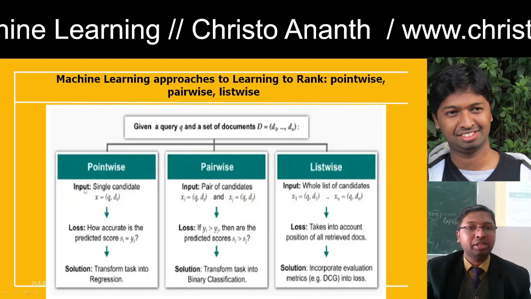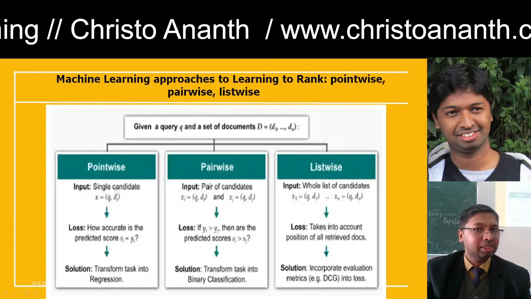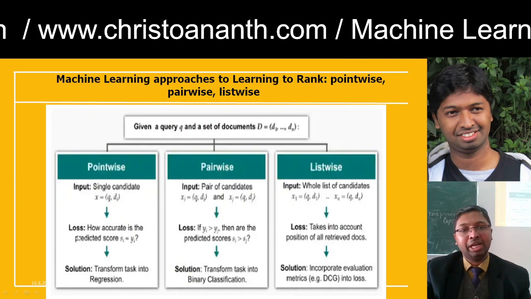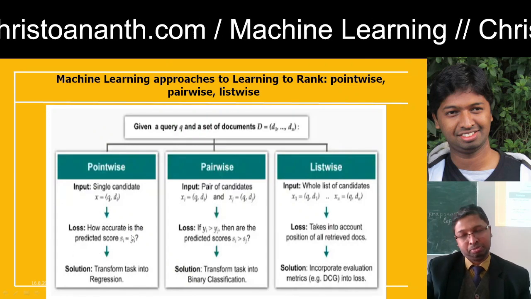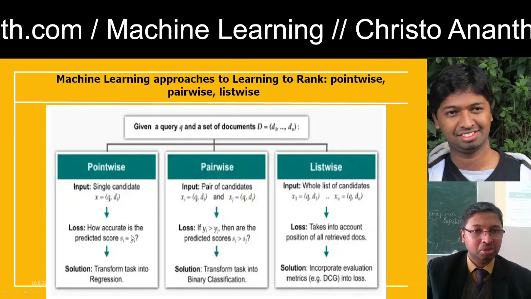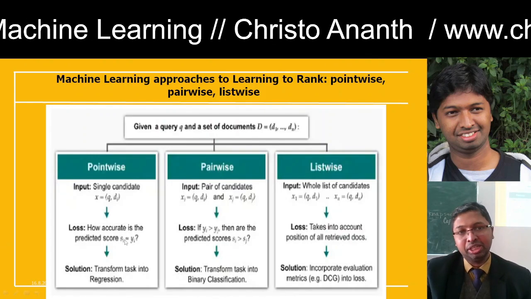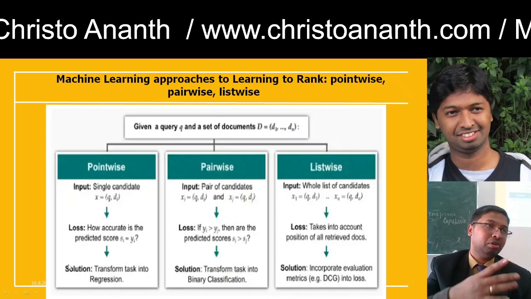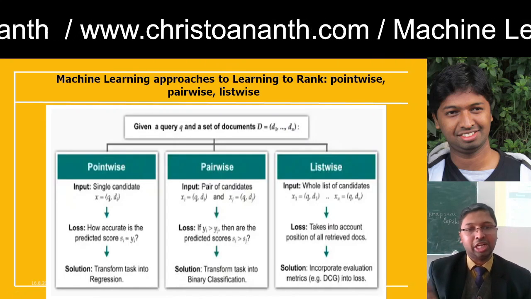For the point-wise method, you will have as input a single candidate, so x is equal to query comma document, and you will be calculating how accurate the predicted score is, so si is equal to yi, whether it is equal. The solution would be that you can go with a regression analysis, transforming the task as well.